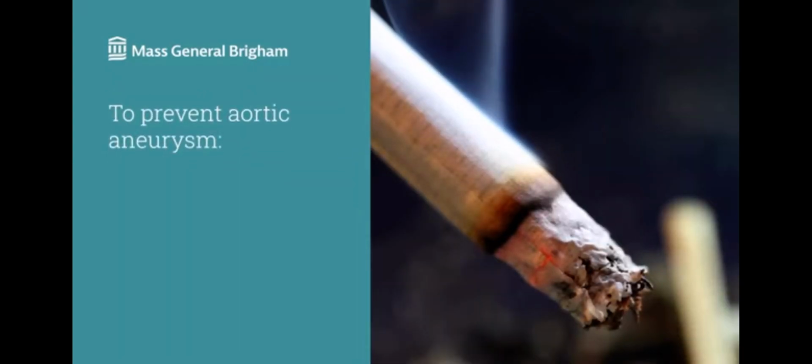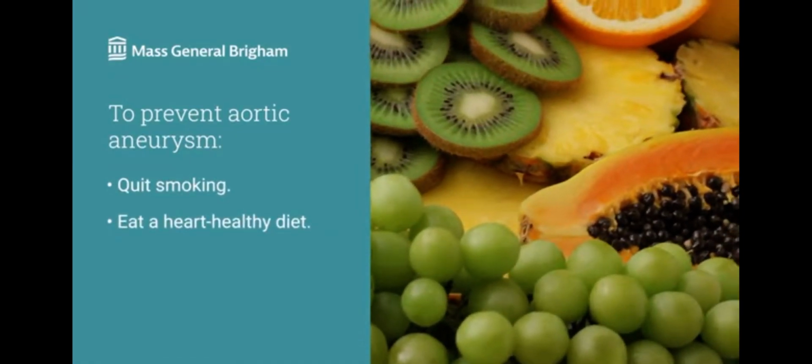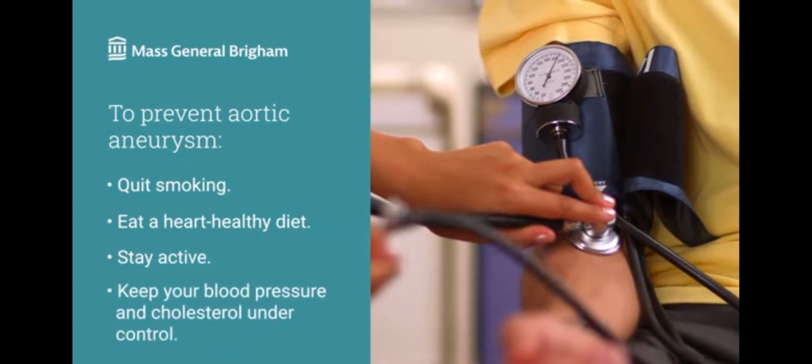To prevent aortic aneurysm, quit smoking, eat a heart-healthy diet, stay active, keep your blood pressure and cholesterol under control. If you have an aneurysm that's being monitored, your doctor can advise on special considerations. For example, you may need to avoid medications that may cause aneurysm to grow, avoid certain exercises, eat a high-fiber diet, stay hydrated, and take stool softeners or laxatives for constipation.